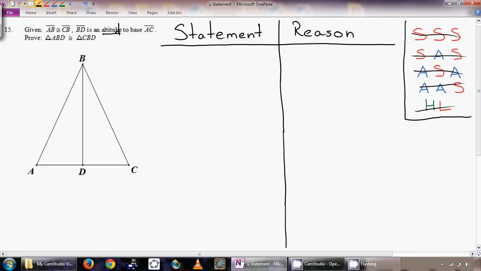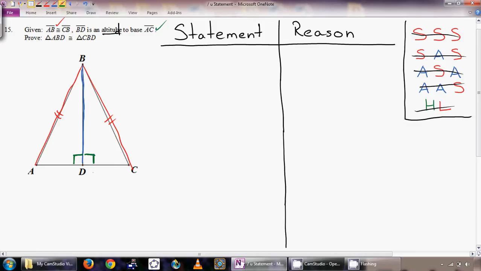So let's start by annotating the diagram. AB is congruent to BC, so this side is congruent to this side. They give it to me. Great. Okay, and then they say BD, right? BD is an altitude. Well, by definition, an altitude makes right angles. And this is all they tell me, okay?